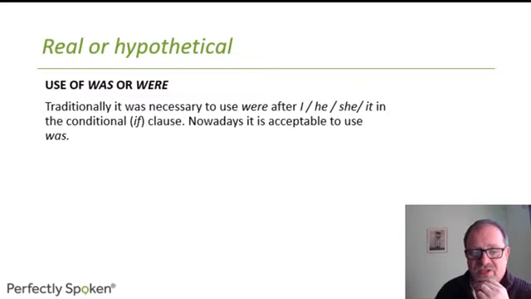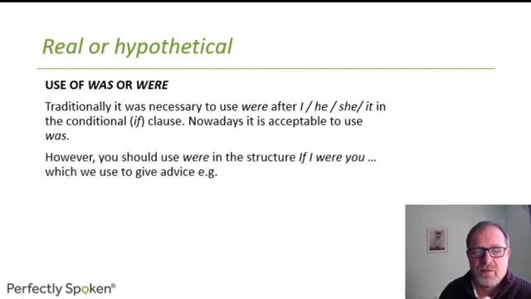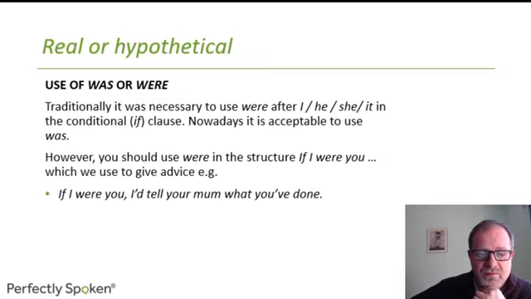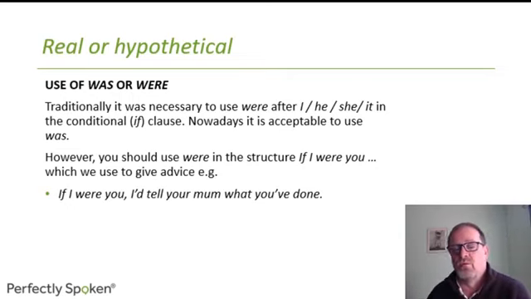It was the old subjunctive, what we call a subjunctive. Nowadays, it's acceptable to use was, and indeed people have been using was for a very long time. However, you should use were in the structure if I were you when you're giving advice. For example, if I were you, I'd tell your mum what you've done. It's giving advice. Like, you'd better tell your mum what you've done, or you should tell your mum what you've done. If I were you, I'd tell your mum what you've done.